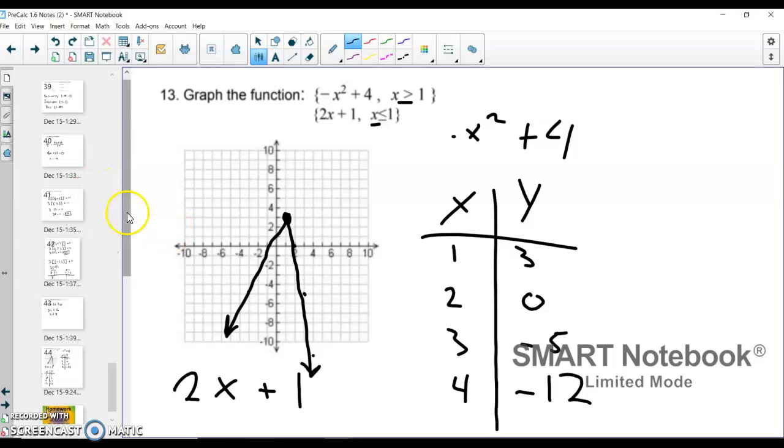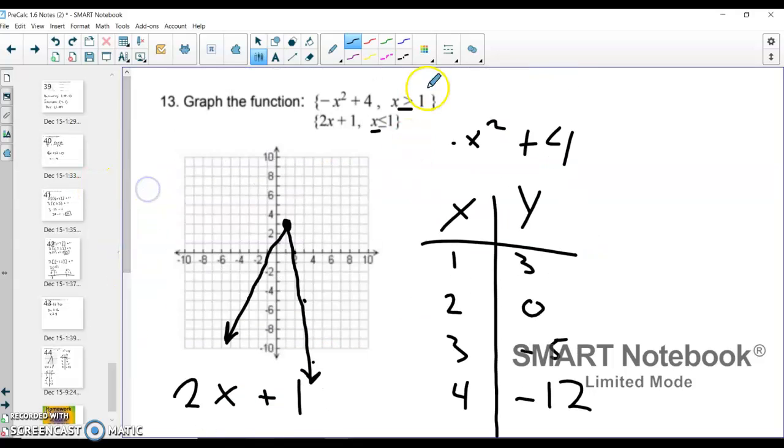But the big idea here is creating 2 different xy tables for each function. Include these points, like this one was 1 and 1, in both functions anytime you see this, and just make sure the ones that are strictly greater than or strictly less than, you use open dots for. Anytime you see less than or equal to or greater than or equal to, you use a closed dot for those.